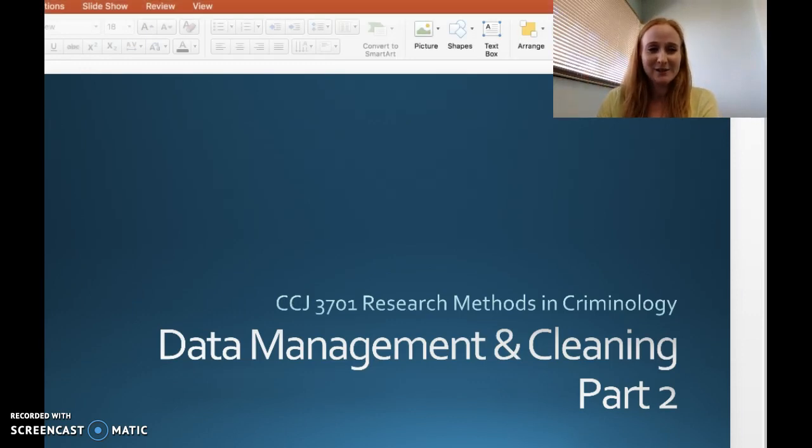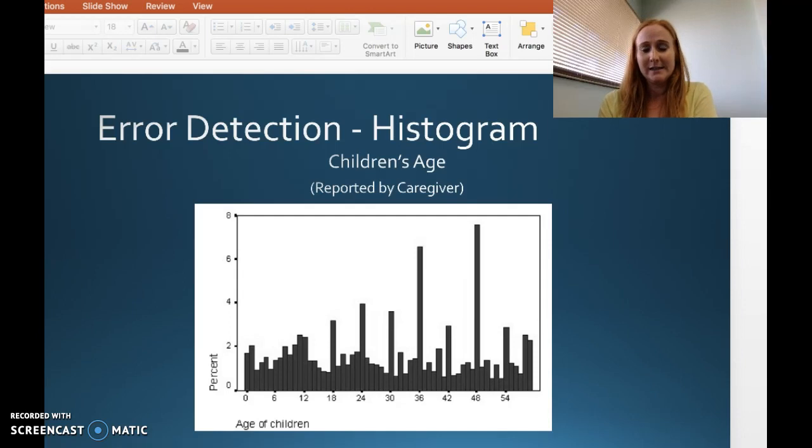So remember, as we left off, we were talking about this chart, the histogram, and this was basically just a graphical representation of a variable called children's age reported by caregiver. So we saw data that was kind of all over the place. If you know your topic and your data, this is not concerning at all.